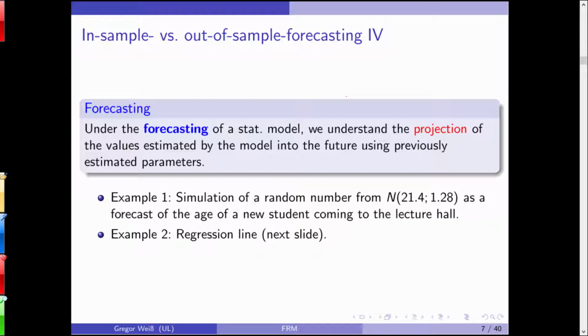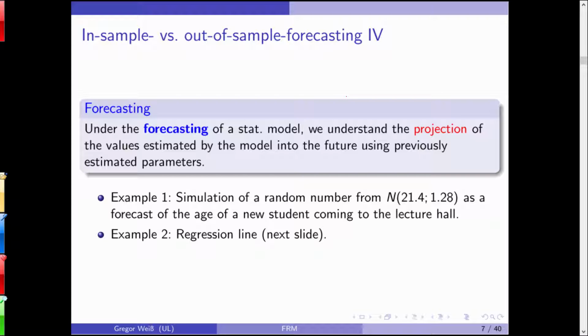First example, we simulate a random number from this normal distribution as a forecast of the age of a new student that comes to the lecture hall. So the next one, probably quite improbable that someone will enter the lecture hall at this hour. But let's assume we simulate from this normal distribution. It should be, let's say, 23.8. So almost close to 24. The next person that enters the room, we ask him or her, what is your age? Then it's 22. Okay, our forecast is off.